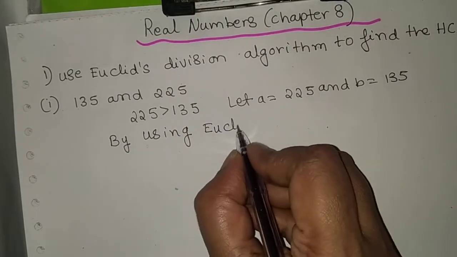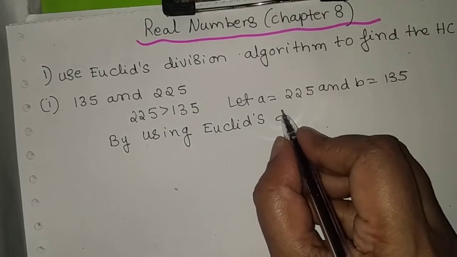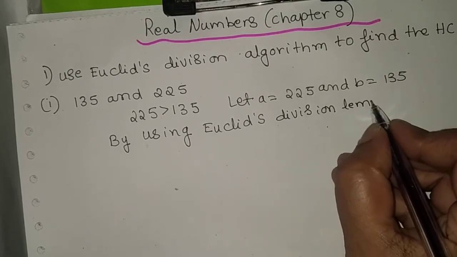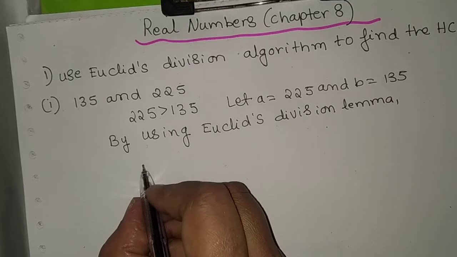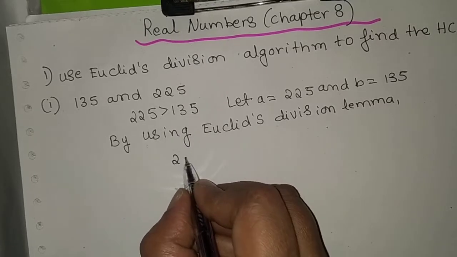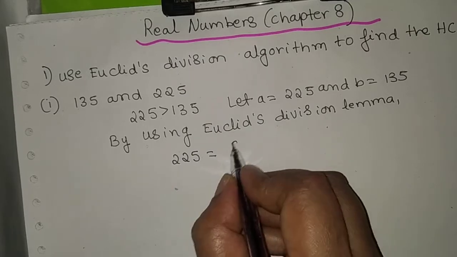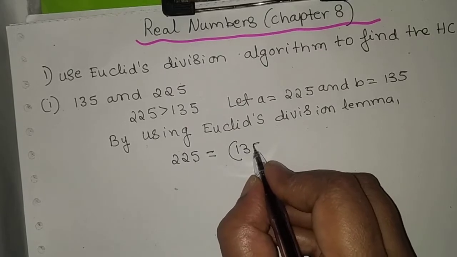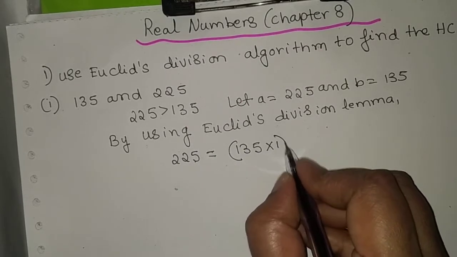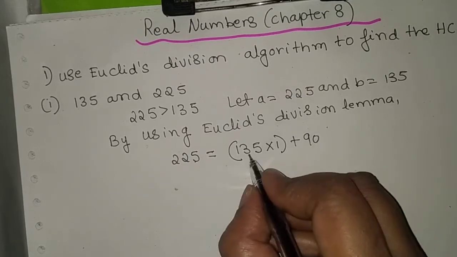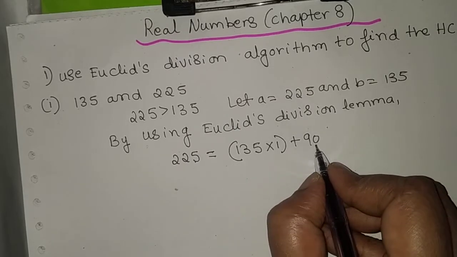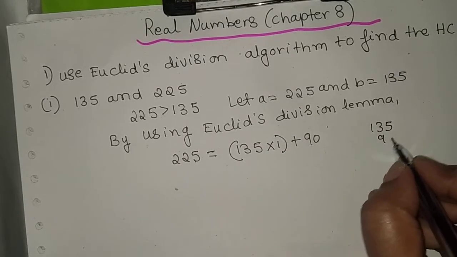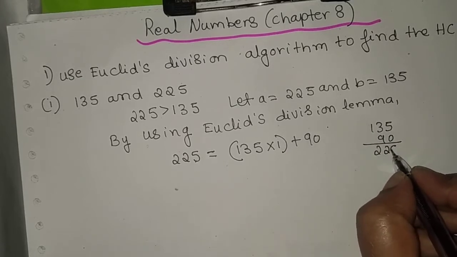By using Euclid's division algorithm or division lemma. So next step, we can write this one as 225 is equal to, take the larger number first, take this number, that is 135 into 1, then plus 90. So 135 into 1 plus 90 will become 225. See here, 135 plus 90 will be 225.